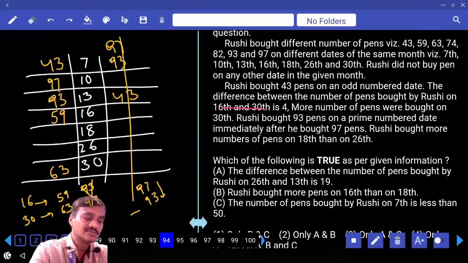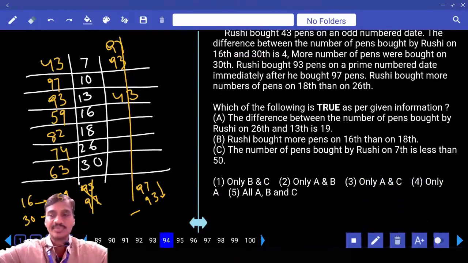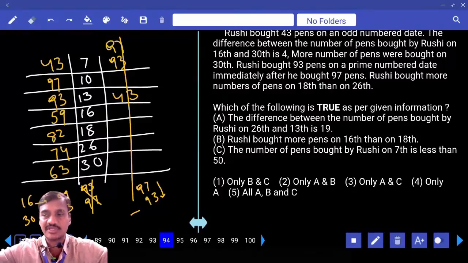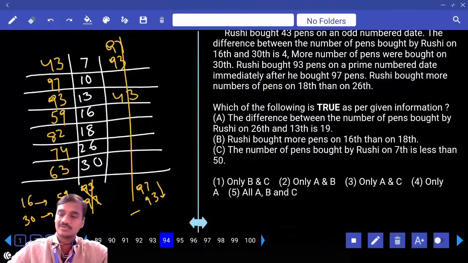That means 18th has more pens, that is 82, and this must be 74. Now this is the final arrangement we have. Which of the following is true as per the given information? The difference between the number of pens bought by Ruchi on 26th and 13th is 19. 74 plus 19 is how much? 93, definitely true. Hence A is definitely true.